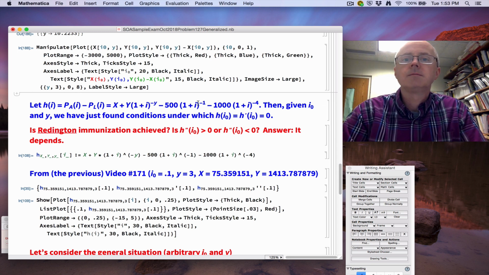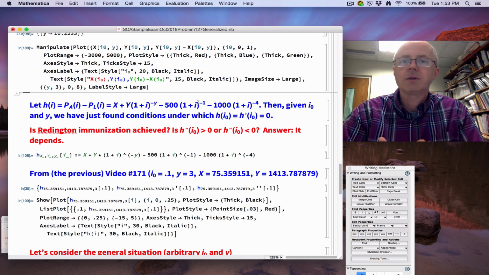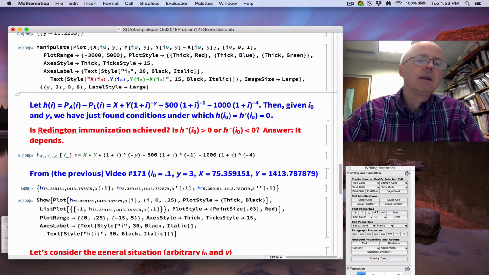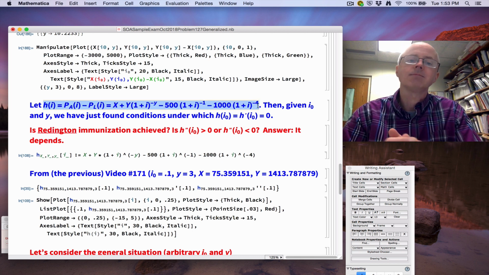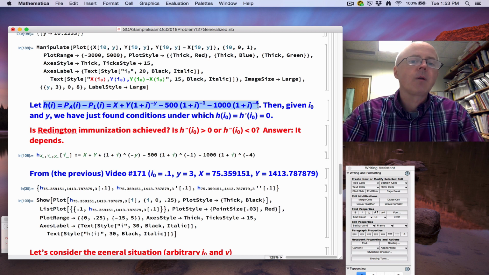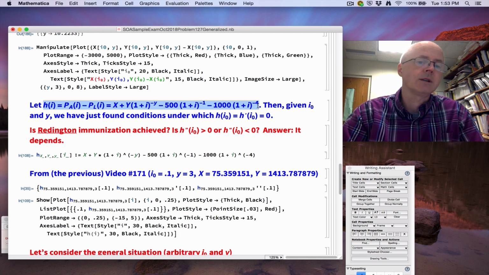Now we want to think about immunization. Again, we were just matching present values and durations, but are we immunized? Again, in video 171, we saw that we were not. This function h of I, which is the difference of the present values of the cash flows, the assets minus the liabilities, we would like this to always be greater than or equal to 0, no matter what I is. That would be full immunization.